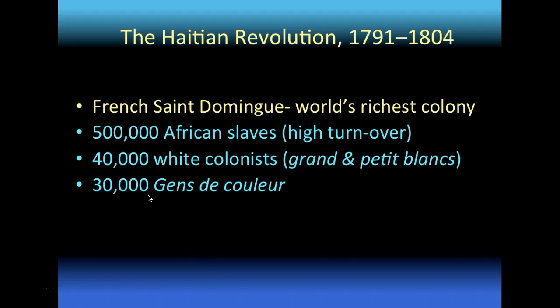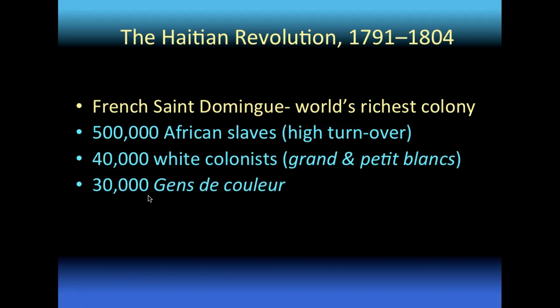The population of Saint-Domingue, modern-day Haiti, was about 500,000 African slaves, and there was extremely high turnover, meaning so many of those slaves died on a regular basis that they were constantly needing to pull in new slaves from Africa. So very few of the African slaves were born in Haiti. Most of them kept being brought over and dying, so they kept needing a lot of new slaves.